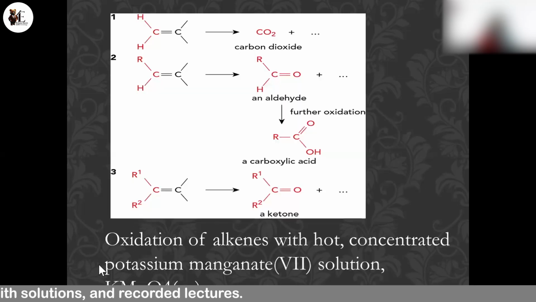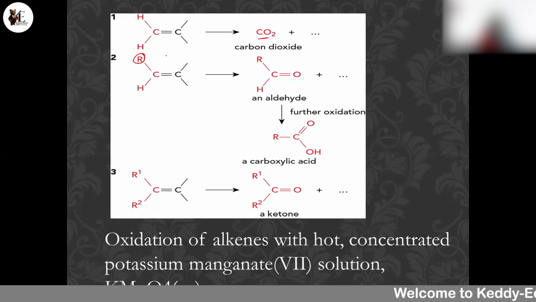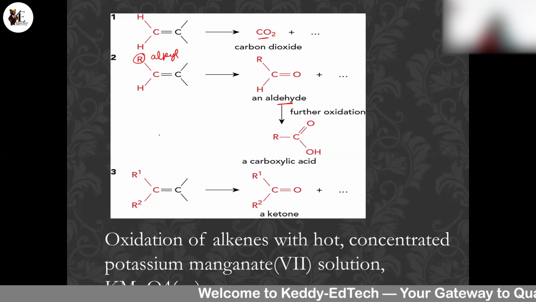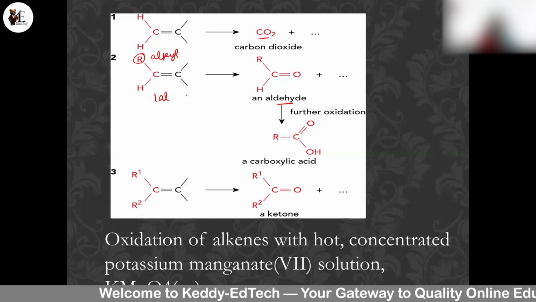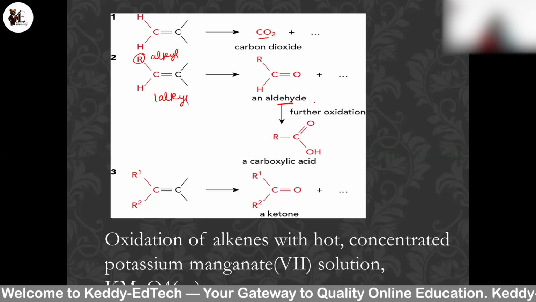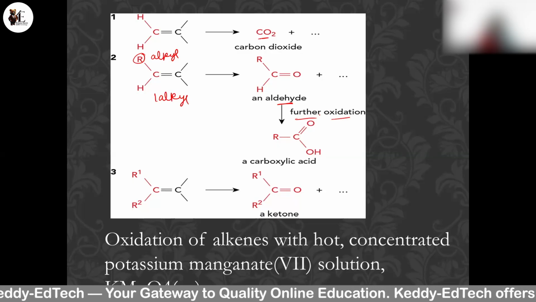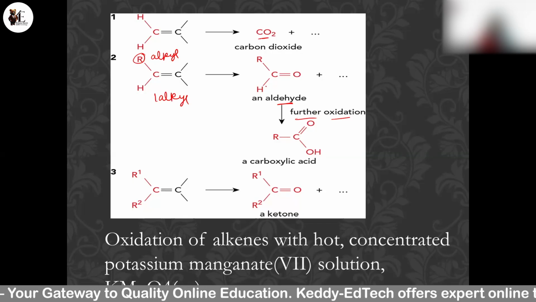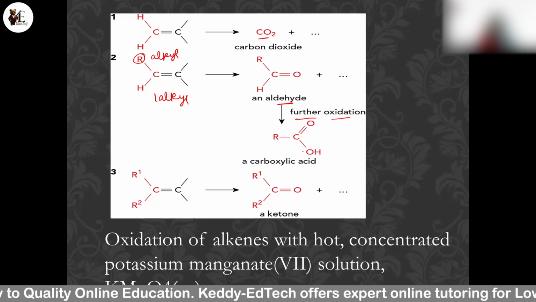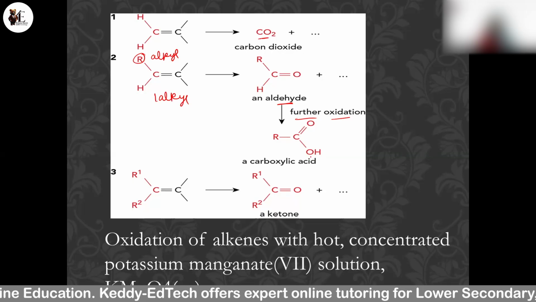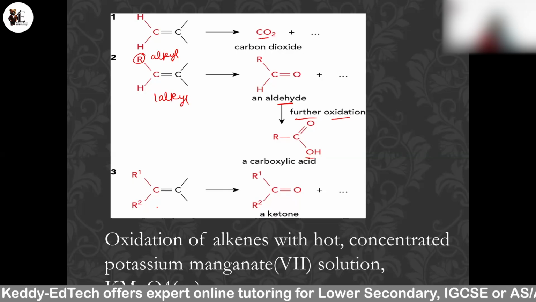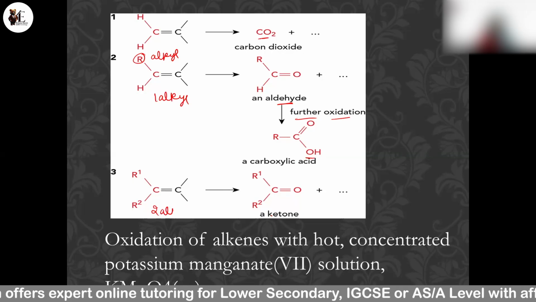In the first reaction, we have C double bond C and we have two hydrogens attached. So it is oxidized to CO2, carbon dioxide. If you have one alkyl group, it is oxidized to an aldehyde group, RCHO. Further oxidation means it will add oxygen to the CH bond also, so it becomes carboxylic acid. If you have two alkyl groups here, then the formation of ketone will happen.